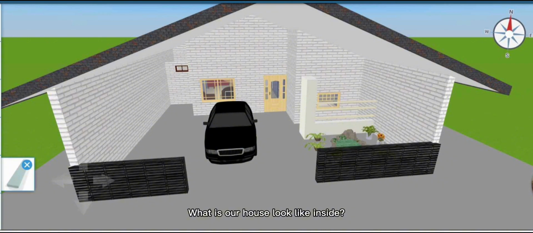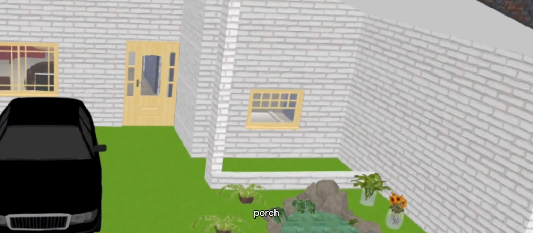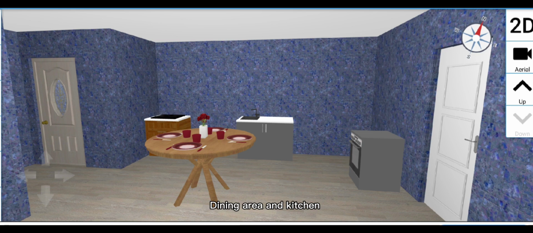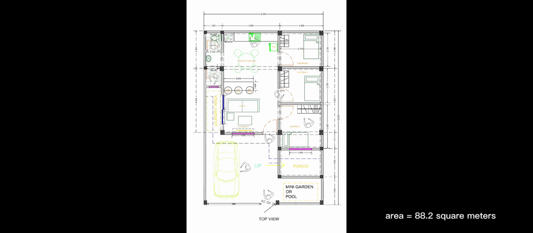What does our house look like inside? Let me show you. There is a living room, porch, toilet and bath, parking, garden, dining area, kitchen, restroom, bedroom, and bedroom too. Area equals 88.2 square meters.